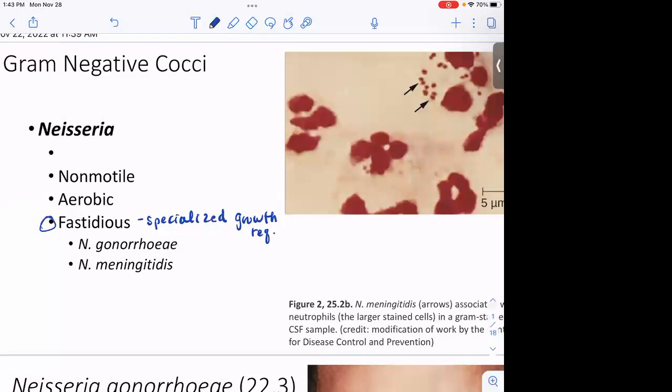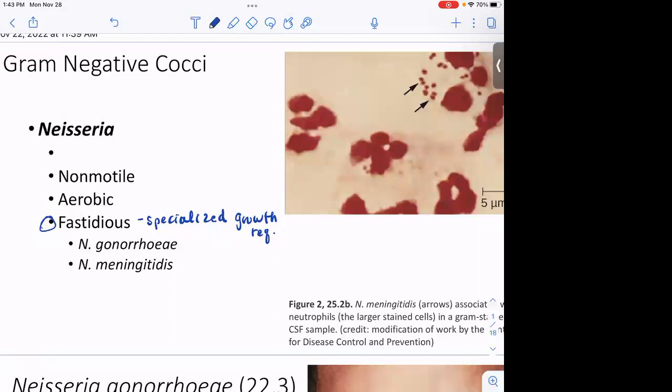Apparently, the Neisseria, when they get into their stationary phase of growth, if they run out of glucose in that phase, instead of just persisting like a lot of organisms will, they lyse. Okay, so it makes them more difficult to grow in the lab.